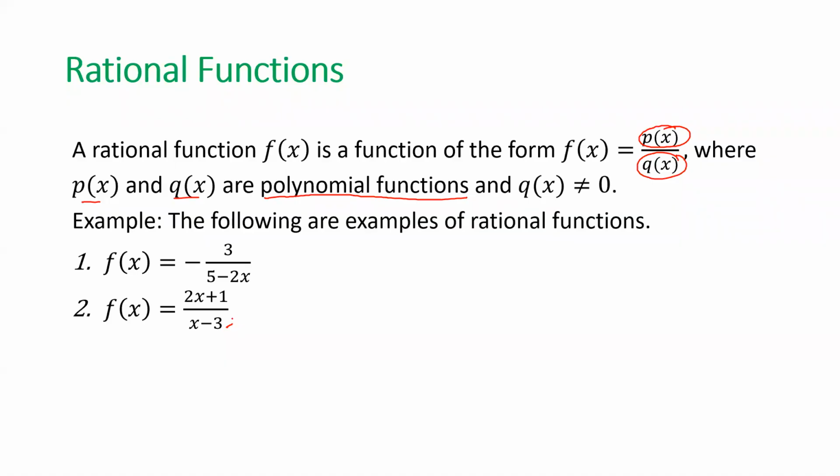Third, we have f of x is equal to 3 over x squared plus 4x. Here, the numerator is a polynomial of degree 0 and the denominator is a polynomial of degree 2, or a quadratic function.